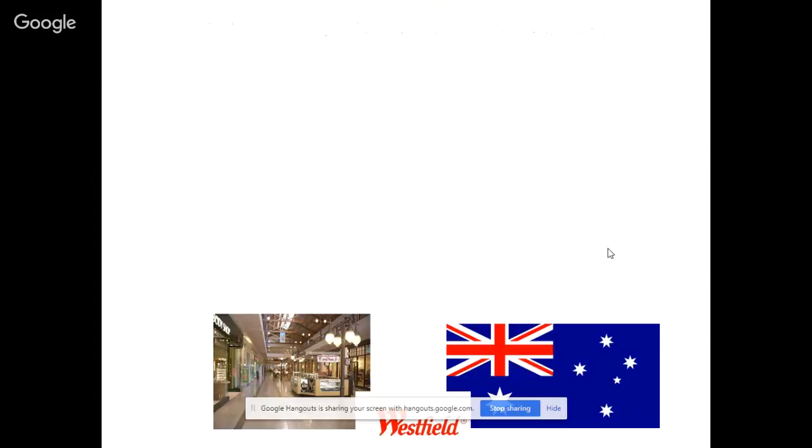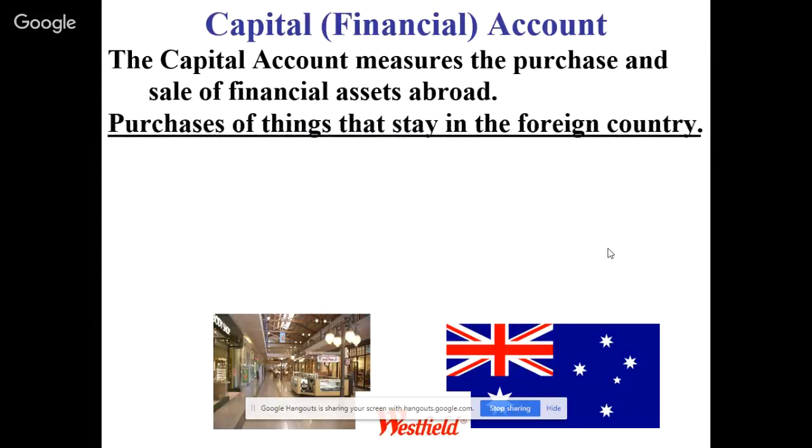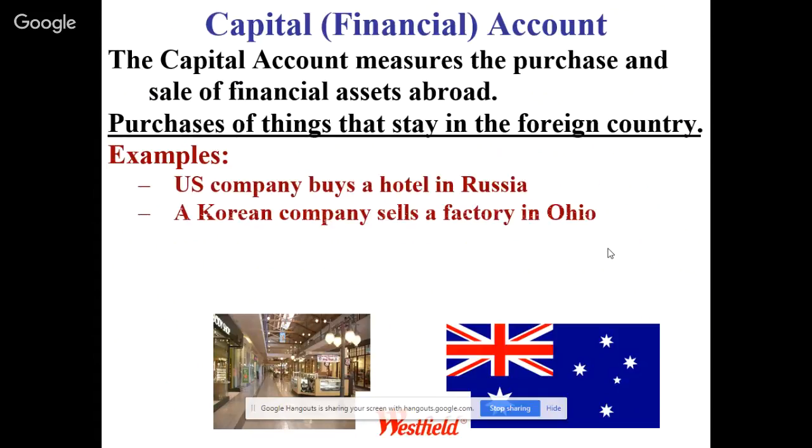That is the current account, easy to understand. The next account is the capital account or financial account. Pretty much the same thing in a way where we're going to trade things, but instead of goods and services, we're going to trade assets or financial assets. That's the big difference. Okay. For example, if an American company buys a hotel in Russia, the hotel in Russia is not moving. It's just in Russia. So that is an asset. That's a capital asset.